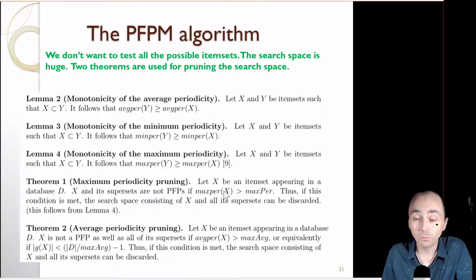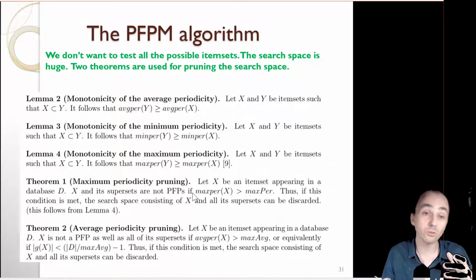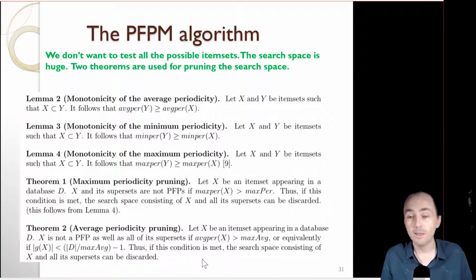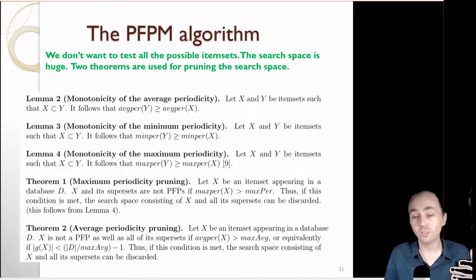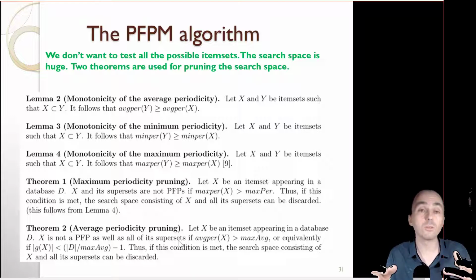So if the maximum periodicity of X is more than the maximum threshold, we don't need to look at all the supersets of X. I will not do the proof, but this is based on the lemma we had before. And another interesting property is with the average periodicity. If the average periodicity of X is more than the maximum average, we don't need to look at all the supersets of X. Again, I will not do the proof, but if you want more details, you can look at the paper for this.